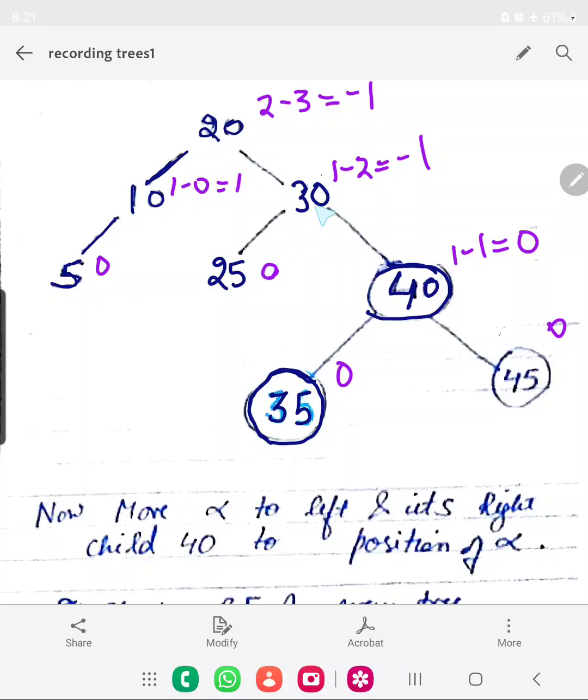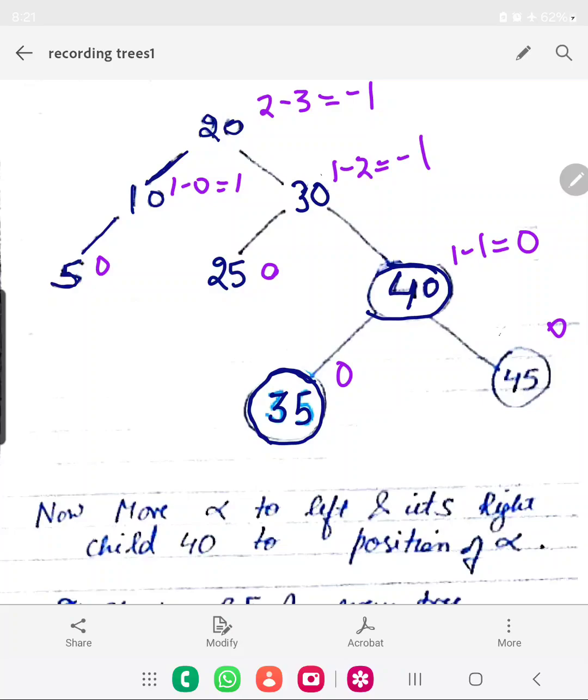Balance factor of 30 is 1 minus 2, which is minus 1. Balance factor of 40 is 1 minus 1. The balance factor for 10 is 1 minus 0. And the leaf nodes have balance factor as 0 because the left and right subtrees have height 0. 0 minus 0 is 0. The leaf node means the nodes which do not have the left or right subtree.